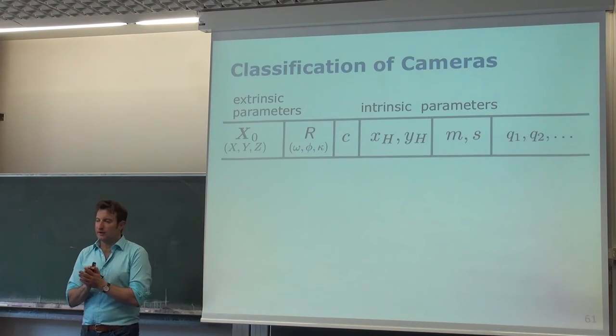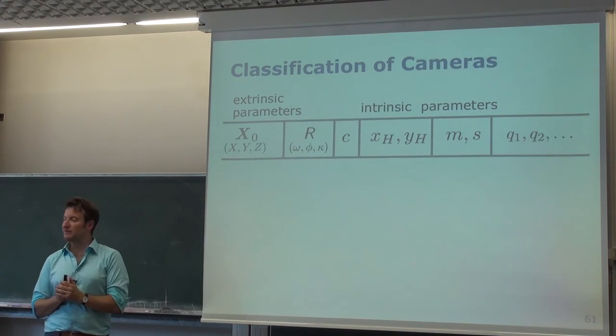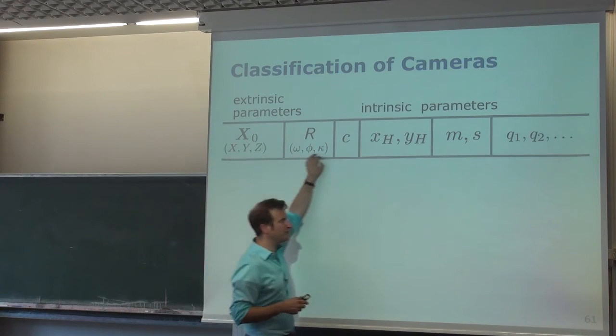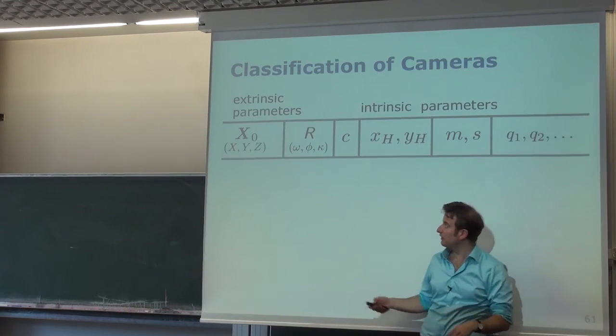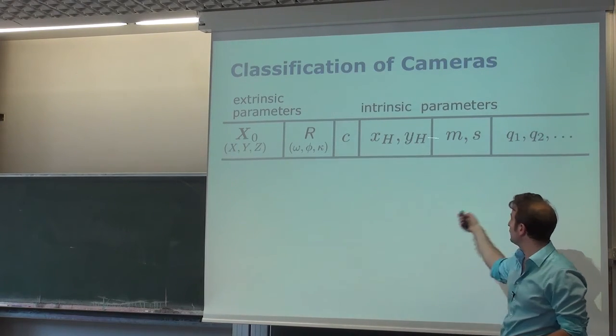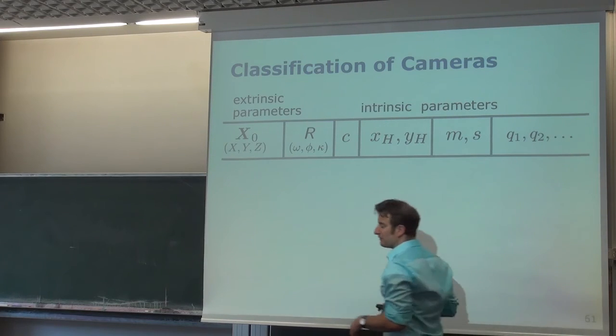Okay, this brings us towards the end of today, and we can actually shortly classify what kind of cameras we have. So these are all the different parameters listed over here that we identified so far, starting with the extrinsic parameters, the intrinsic parameters, the linear intrinsic parameters, and the nonlinear intrinsic parameters.